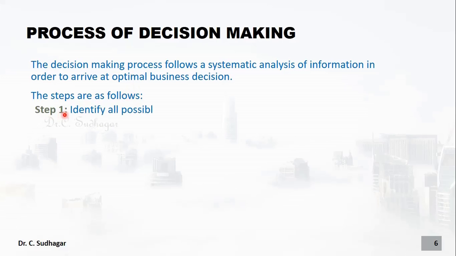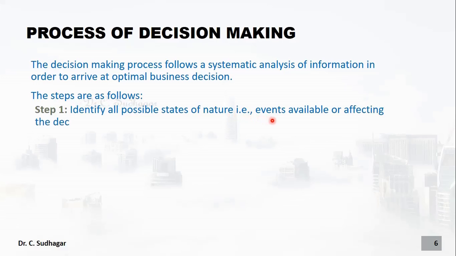At the first step, identify all possible states of nature, that means events available or affecting the decisions. We have to list out all the possible states of nature which are affecting the decision, or which are affecting the profitability of the company, or which are affecting your overall income.